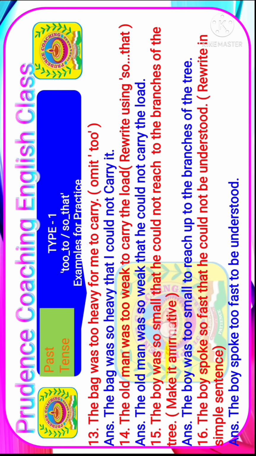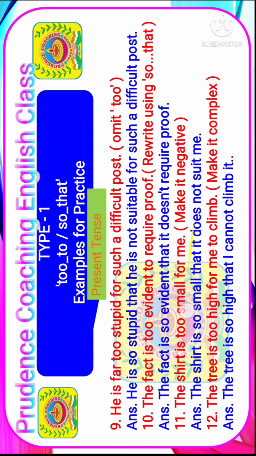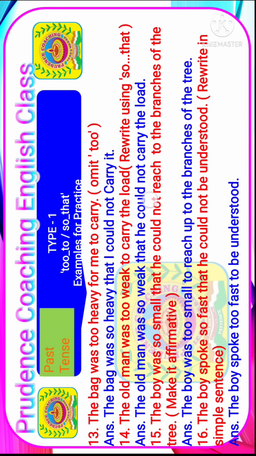Next one, the boy was so small that he could not reach the branches of the tree. So here so that is given, we need to change it into too to, or a positive one. Here we have could not, and here we need to change into positive one or affirmative sentence. So the sentence will be the boy was too small to reach up the branches of the tree. So instead of so we have written here too.